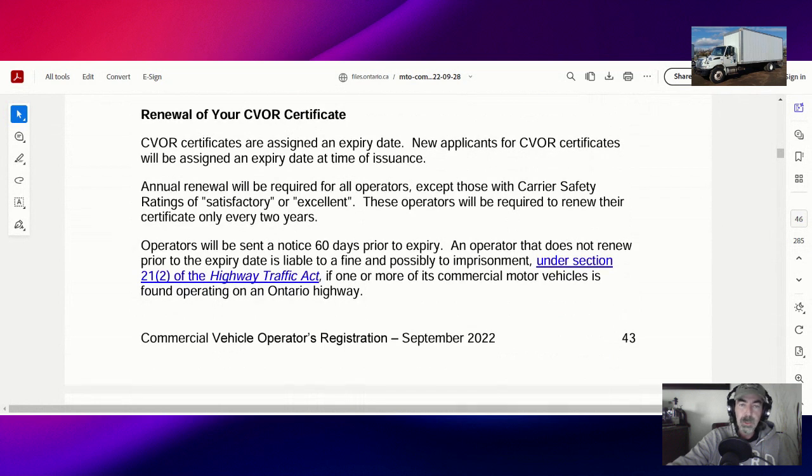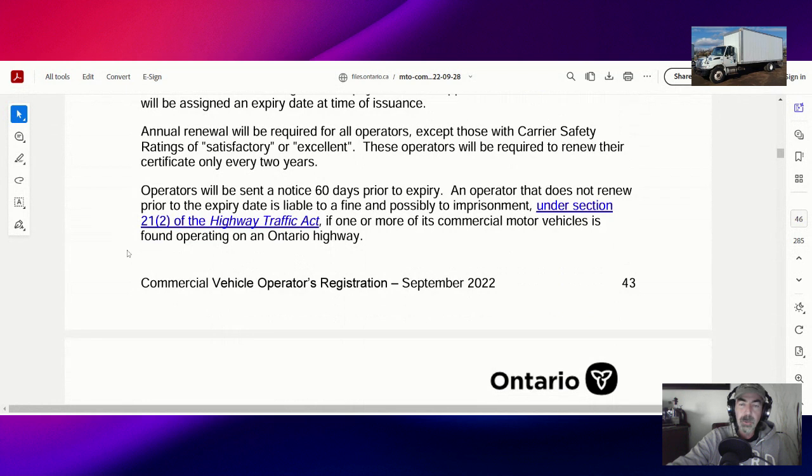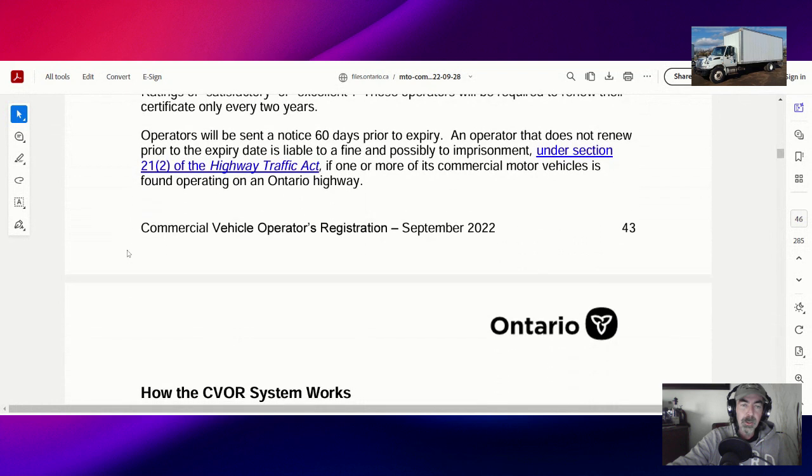Renewal of your CVOR certificate. CVOR certificates are assigned an expiry date. New applicants for CVOR certificates will be assigned an expiry date at time of issuance. Annual renewal will be required for all operators except those with carrier safety ratings of satisfactory or excellent. These operators will be required to renew their certificate only every 2 years.